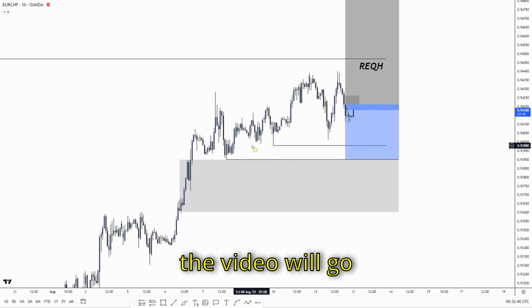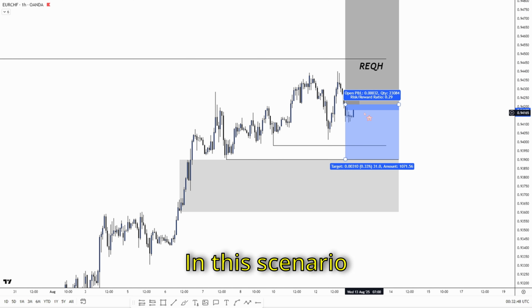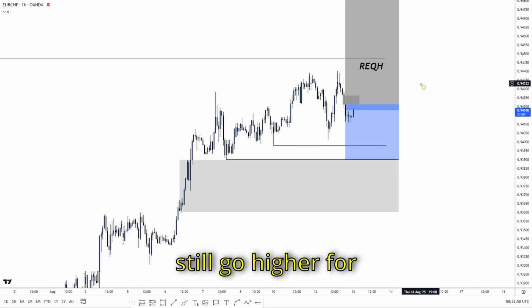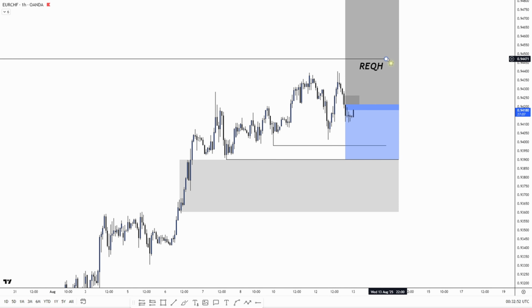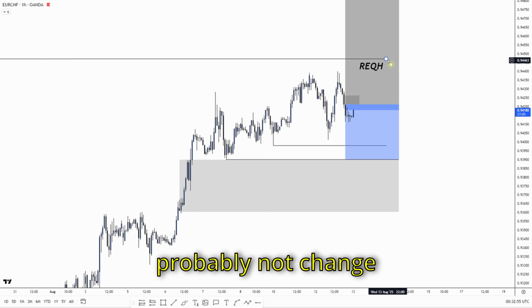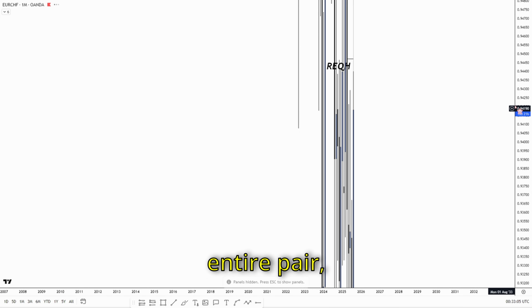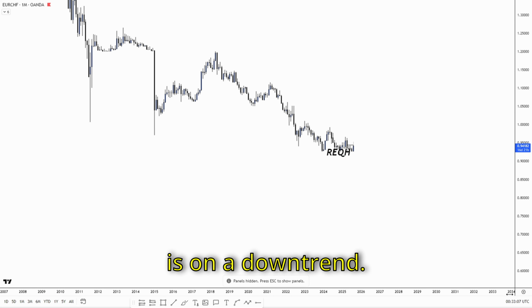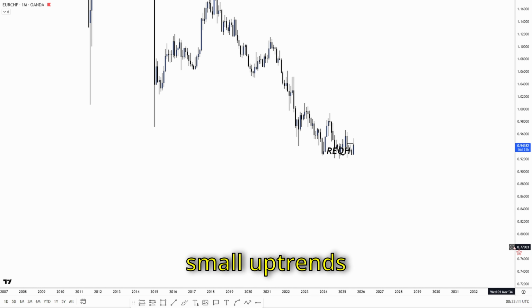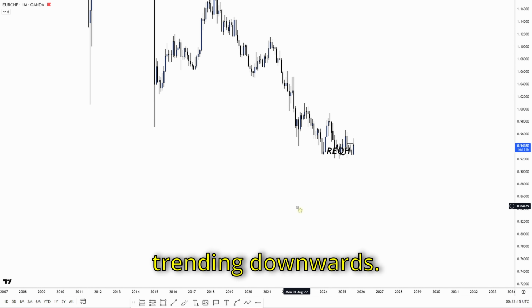So conclusion of the video, we'll go lower, trade lower, take shorts, be cautious of longs. In this scenario where we will still go higher for the relative equal highs, my bias will probably not change, that we will take out this FEG right here. We will trade lower to it at some point. I don't think that we will keep on going forever and just basically reverse the entire pair, right? Because this pair is on a downtrend. We might have some small uptrends here and there, but this pair is basically trending downwards.